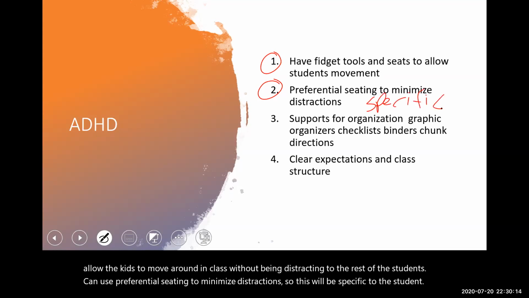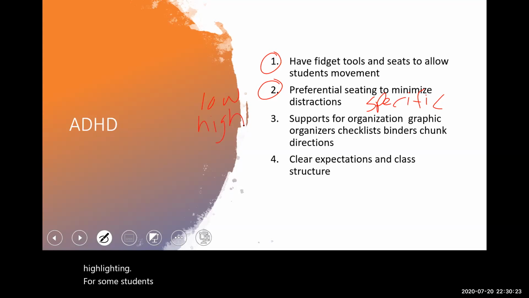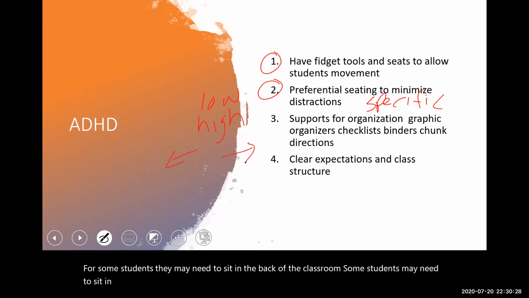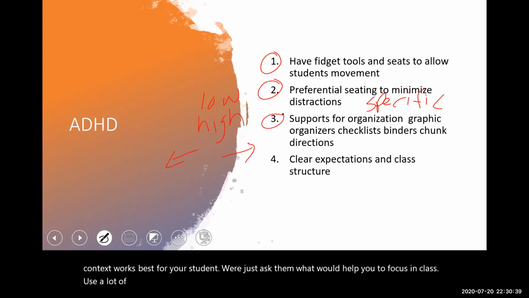Some students, you may have to sit them in places with certain lighting, like low lighting or maybe high lighting. For some students, they may need to sit in the back of the classroom. Some students may need to sit in the front of the classroom. So you have to kind of play around and figure out what context works best for your student, or just ask them what would help you to focus in class. Use a lot of supports for organization. So one thing that was noted for ADHD kids is they have a very difficult time organizing themselves.